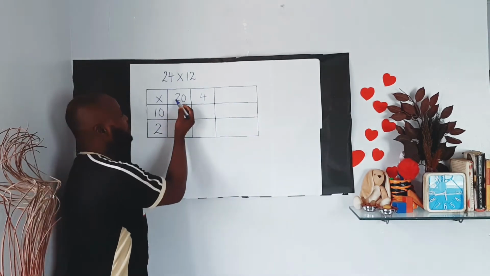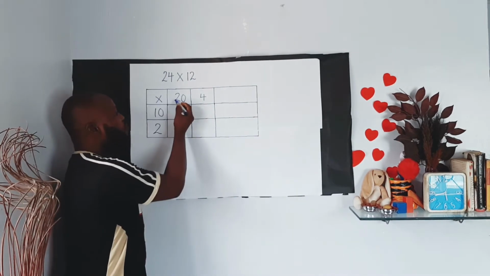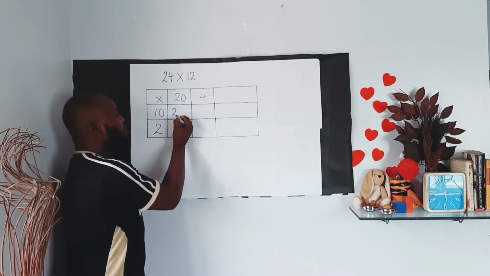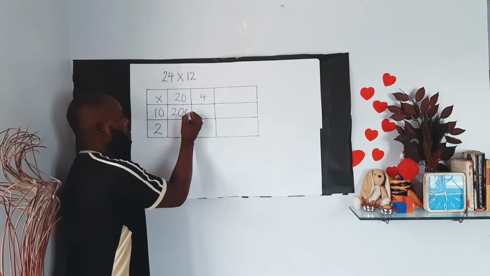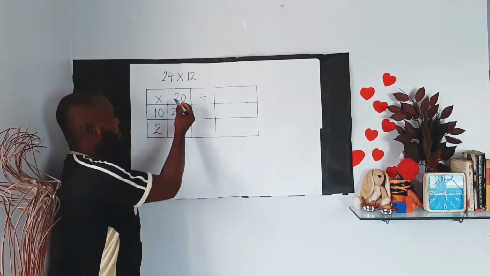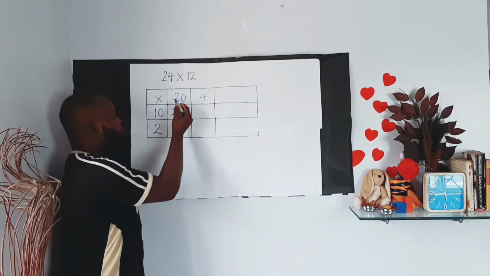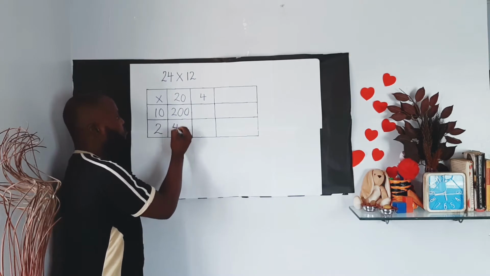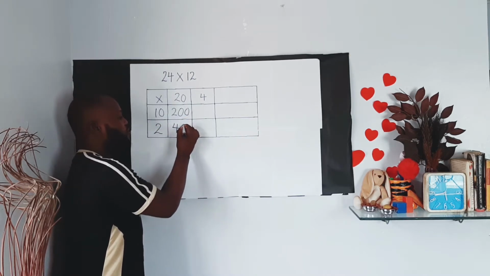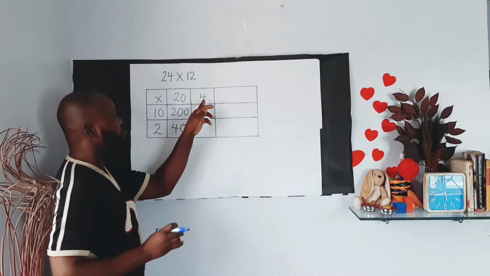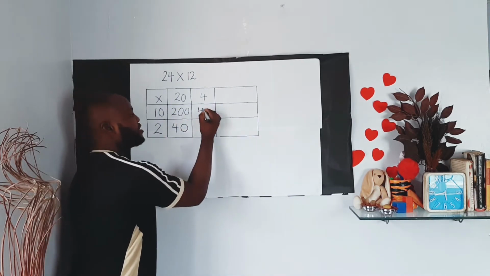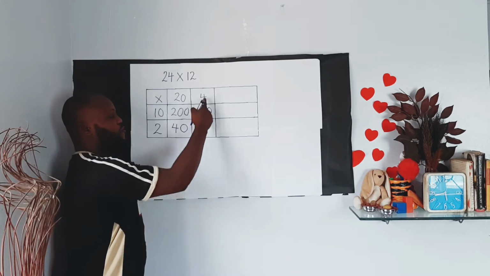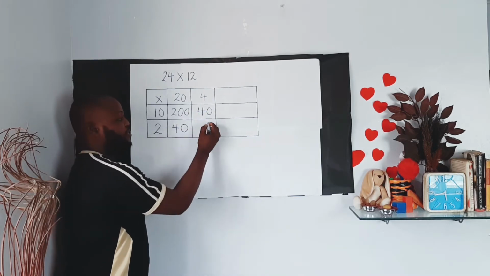Now I'm going to multiply 20 times 10. I know that 2 times 1 is 2. And when it is 10 times bigger, it becomes 200. That is, 20 times 10 is 200. Then 20 times 2. 2 times 2 is 4. So 20 times 2 will give us 40. Then I'll move back to 4. 4 times 10 is 40. Then 4 times 2 is 8.